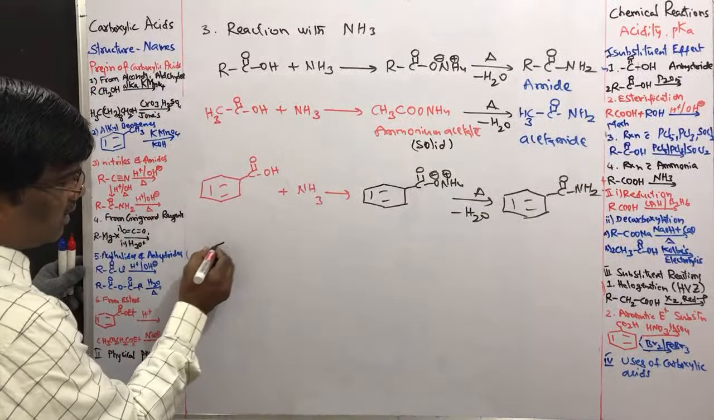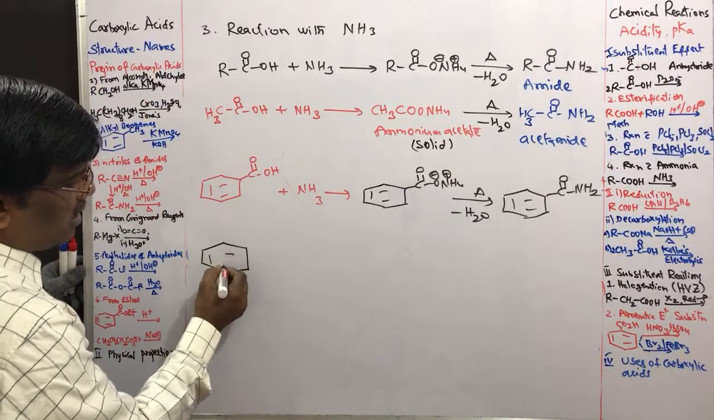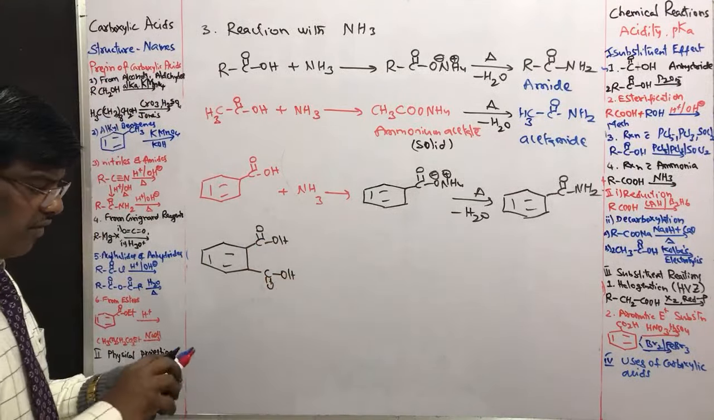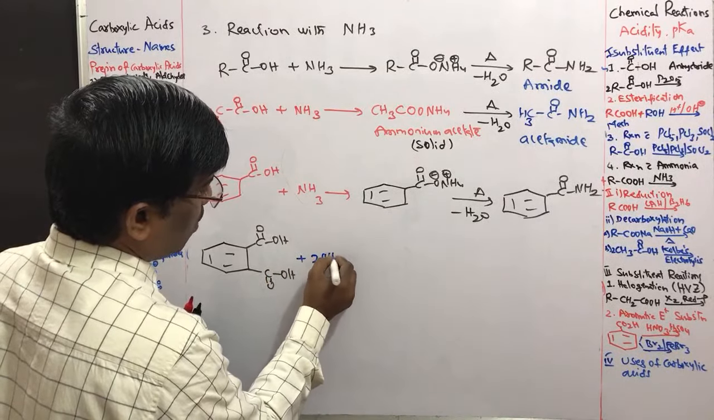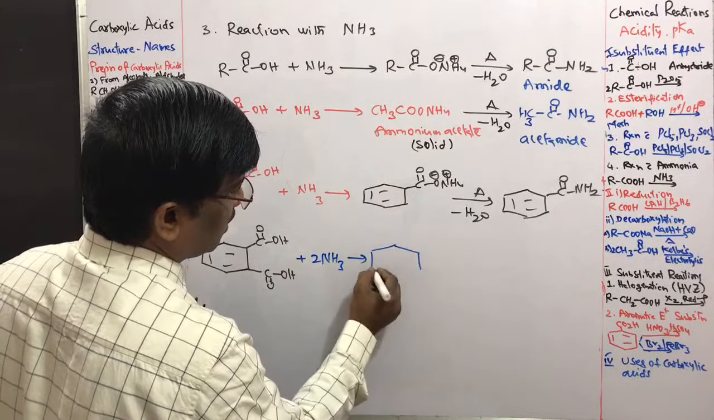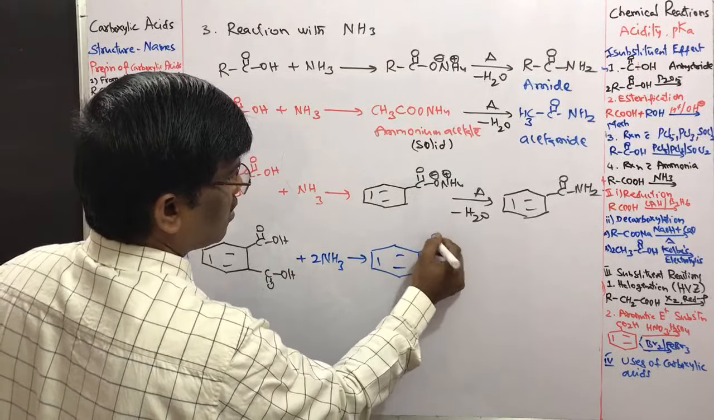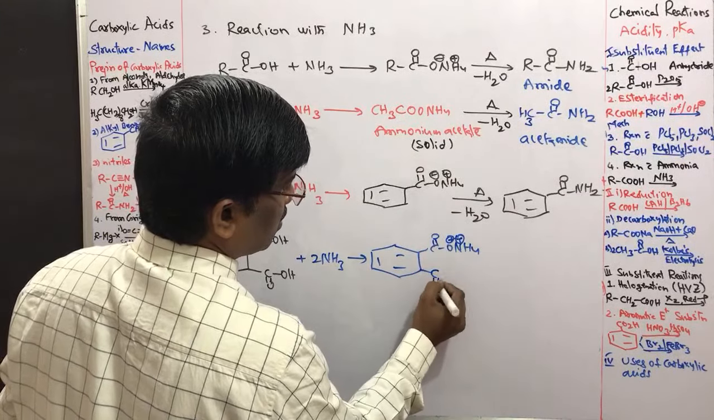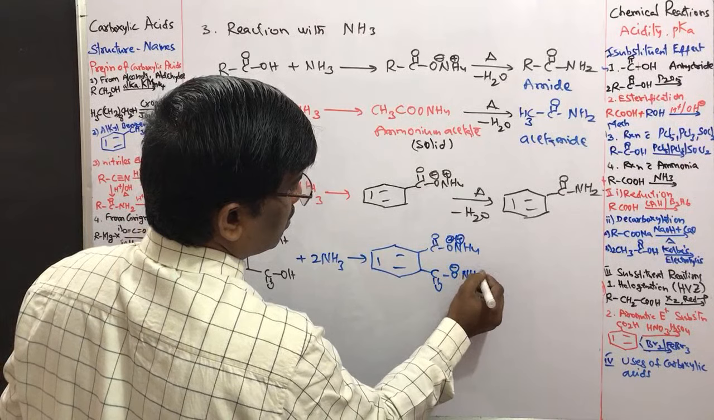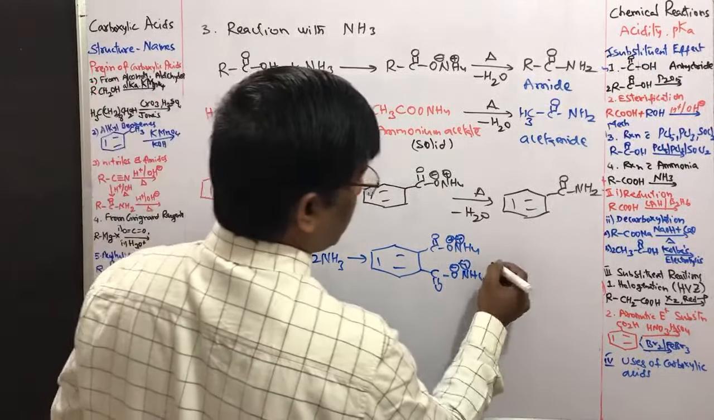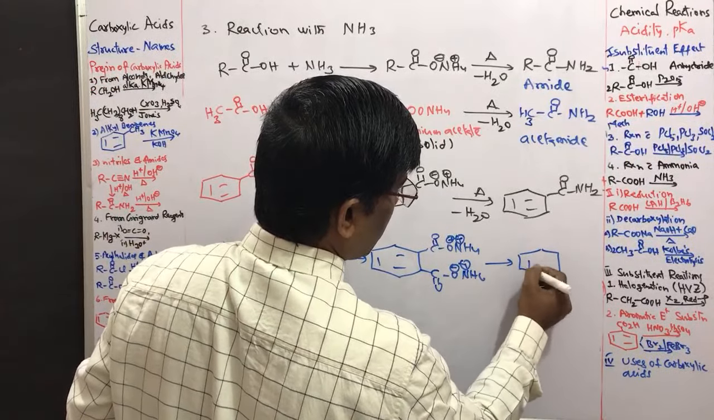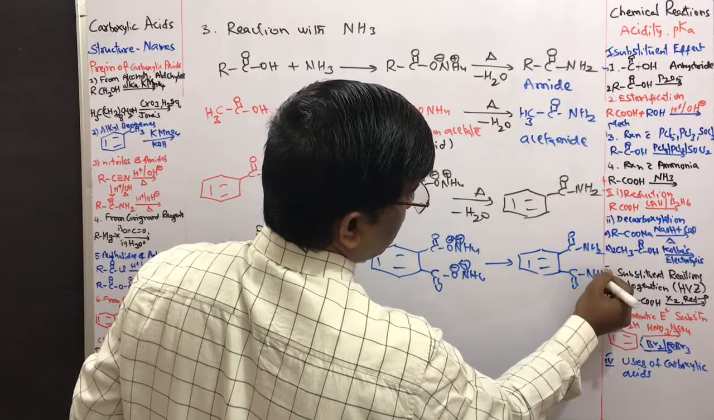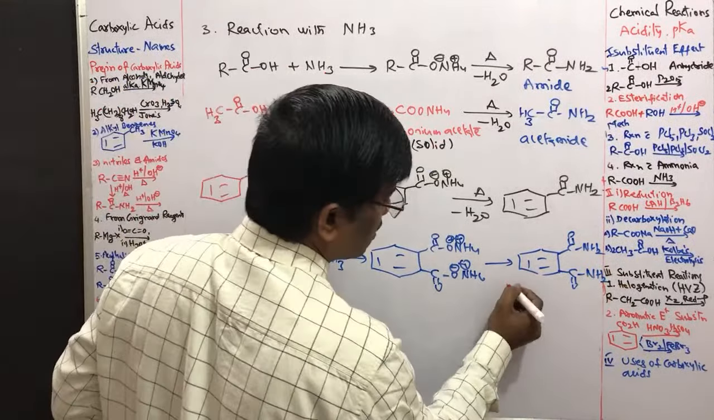An important thing is the Gabriel synthesis, which we will learn. Phthalic acid, which we prepared from tetralone, upon reaction with 2 moles of ammonia gives the salt of phthalic acid, and upon heating it forms the diamide. This is phthalamide, and the spelling is important, students.